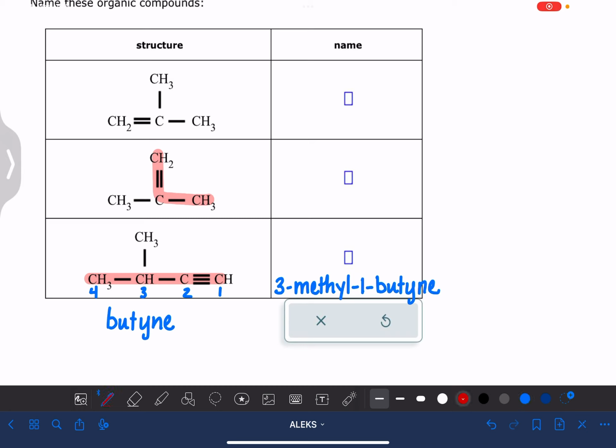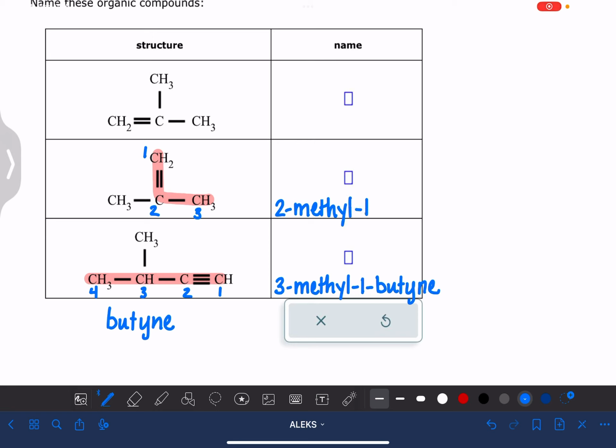We need to number that chain of carbon atoms so that the double bond is getting the smallest possible number. So I want to number this way so that my double bond is going to start at carbon number 1. If I numbered the other way, my double bond would be starting at carbon number 2. And again, I want the smallest possible numbers. Locate your substituent. The substituent is on carbon number 2, and the substituent's name is methyl.